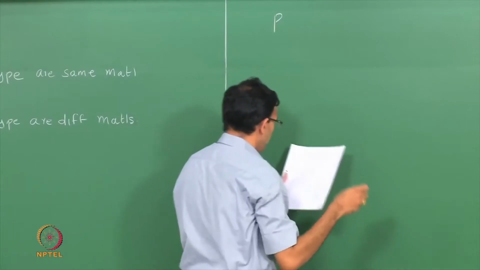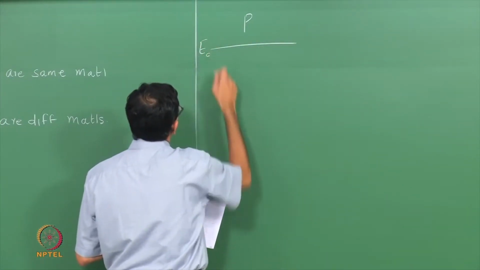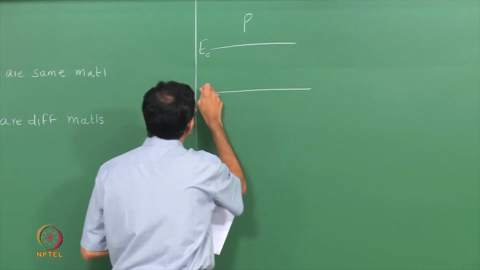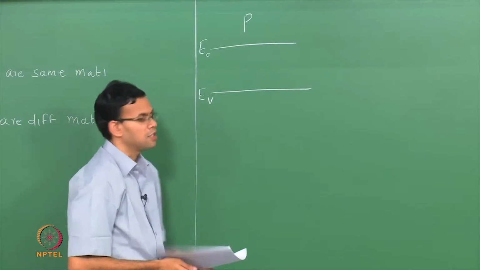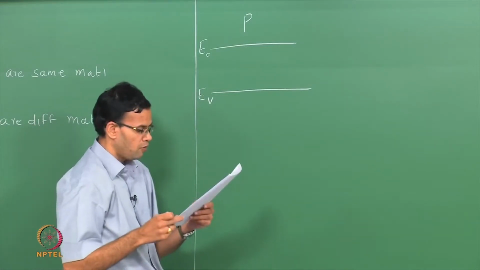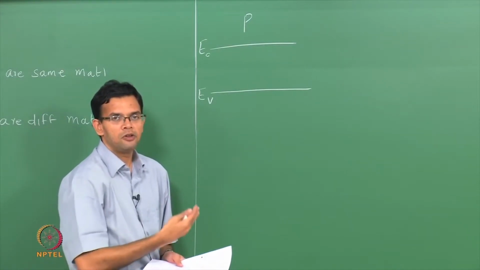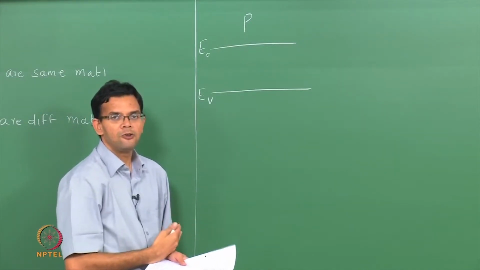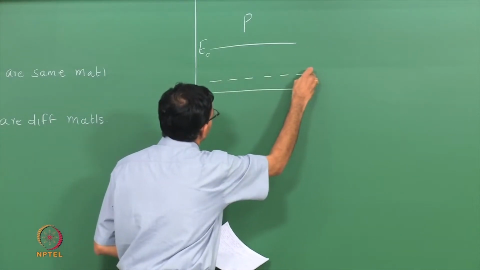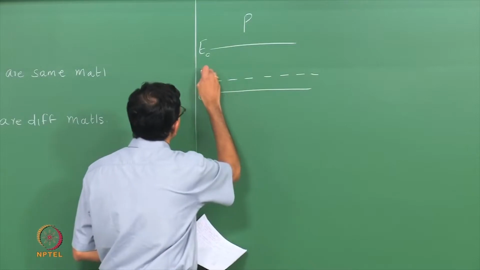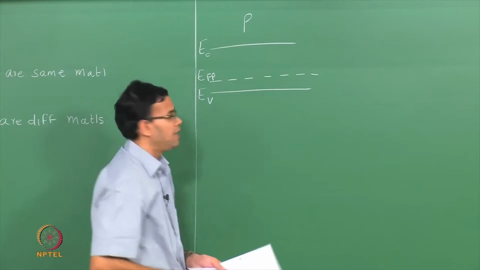So, here is the band diagram for p silicon. We have a conduction band EC, a valence band EV. So, EC is the bottom of the conduction band, EV is the top of the valence band. The material is p type. So, we know that the Fermi level lies closer to the valence band. So, let me put the Fermi level closer to the valence band and call it EFP. Now, I have n type silicon.